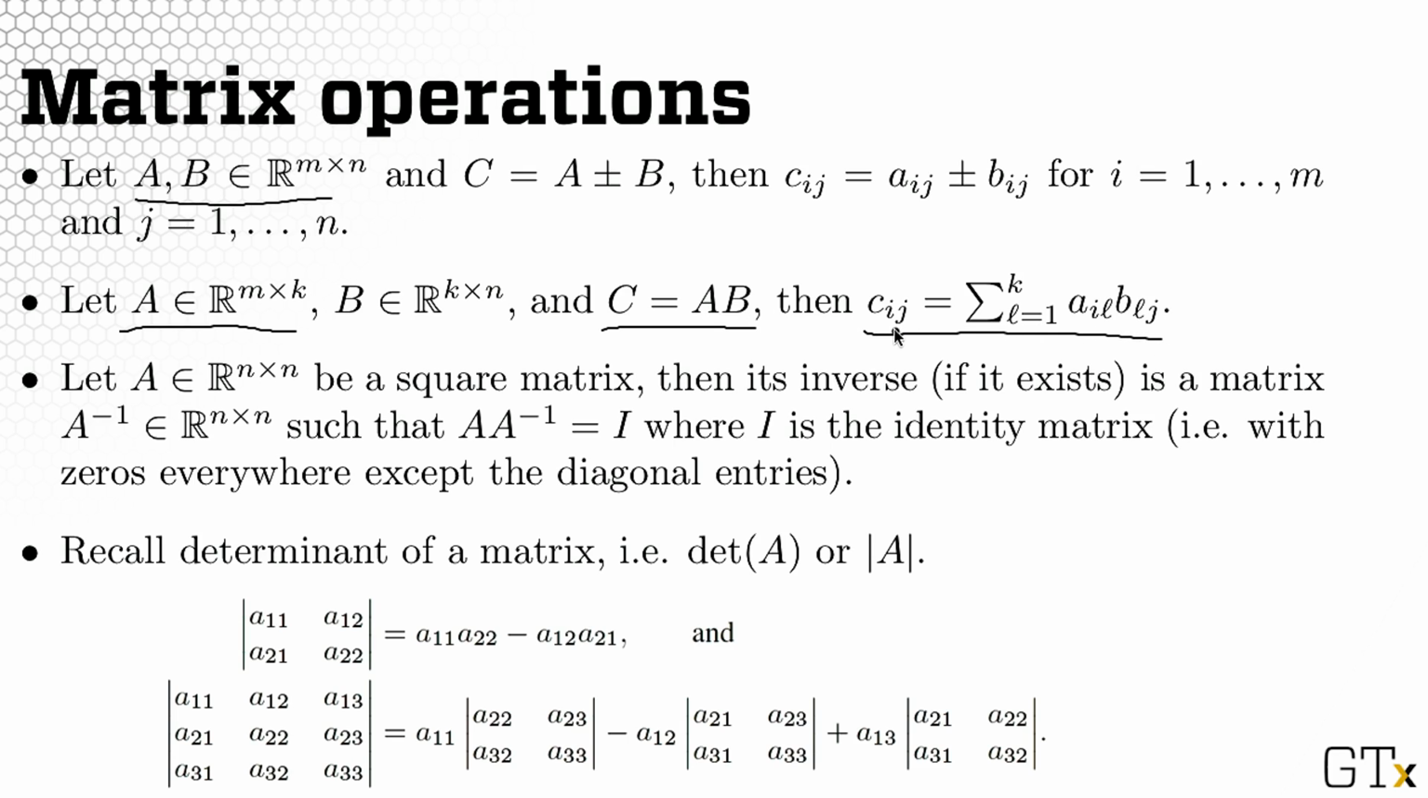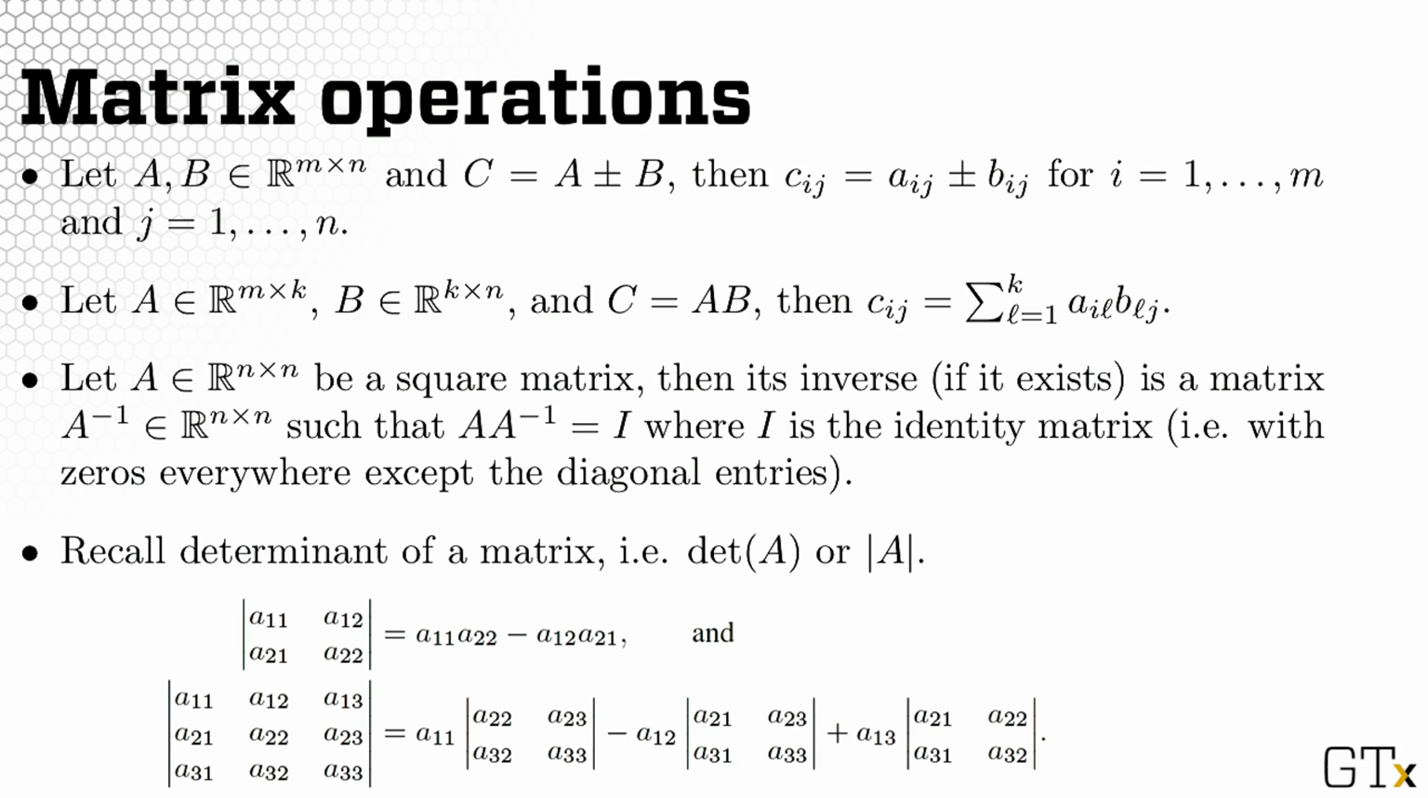So basically the ijth element of this product matrix is the sum of the elements from the ith row times the jth column, right? So it is important to remember that matrix multiplication is not commutative. So A times B is not equal to B times A, okay?